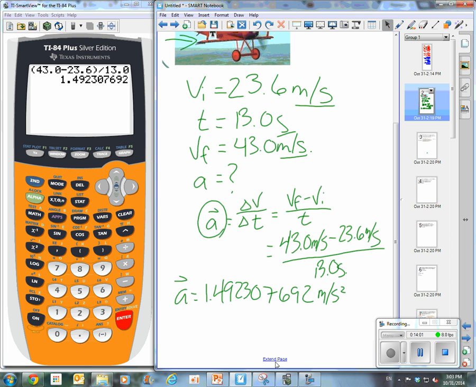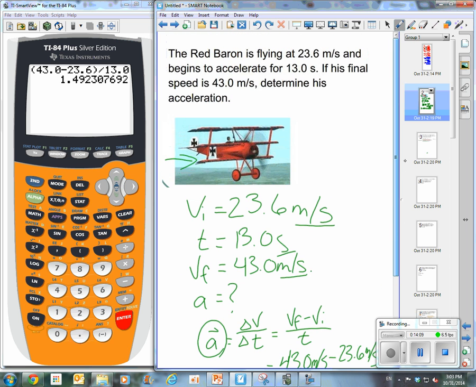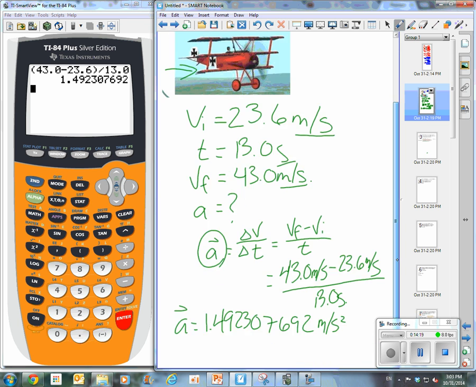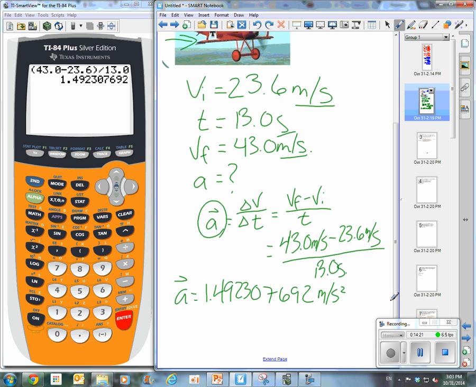So now I'm going to ask myself, how many significant figures do I need to report my answer to? So I need to look back in the question. In the question here, I am given the following numbers. This number here has 3 significant figures. I've got 3 significant figures here and 3 significant figures here. Therefore, my answer has to be in 3 significant figures. So this turns into 1.49. The 2 does not round up. Meters per second squared.